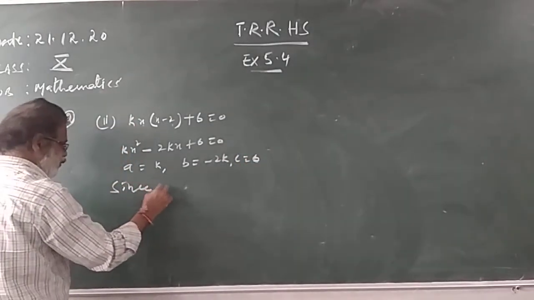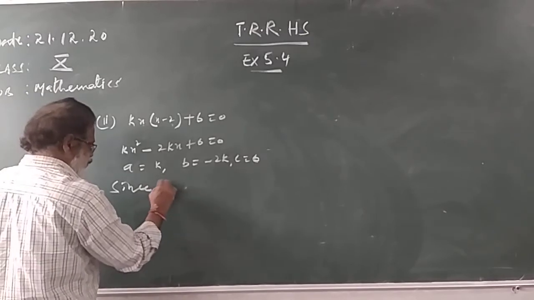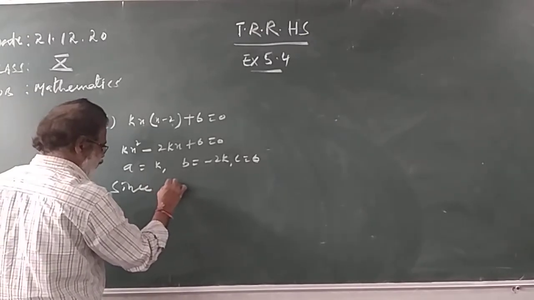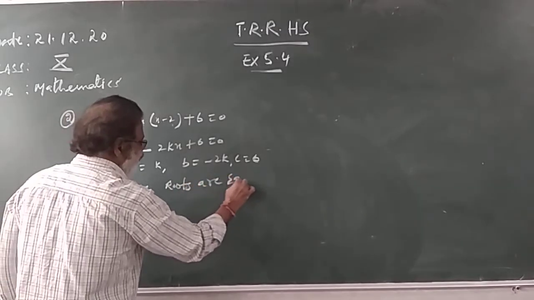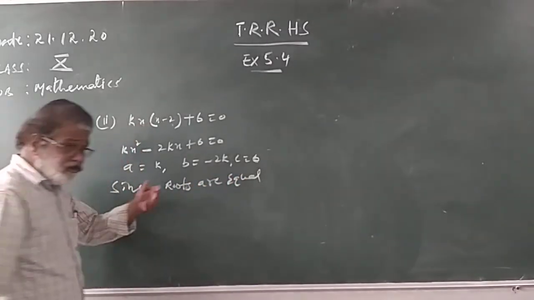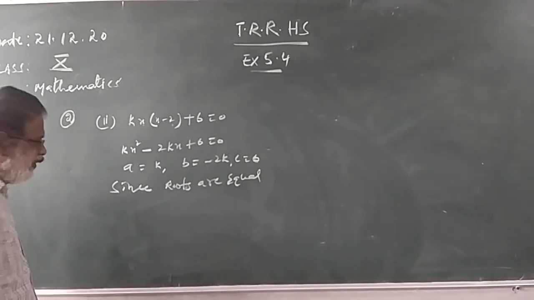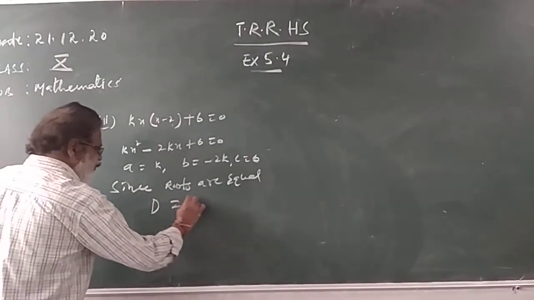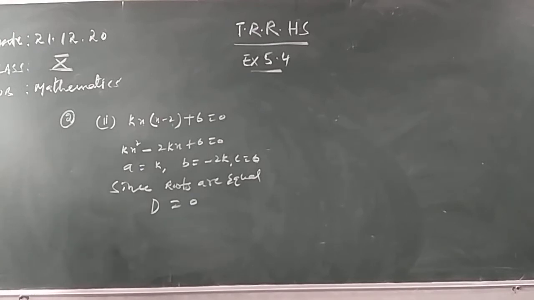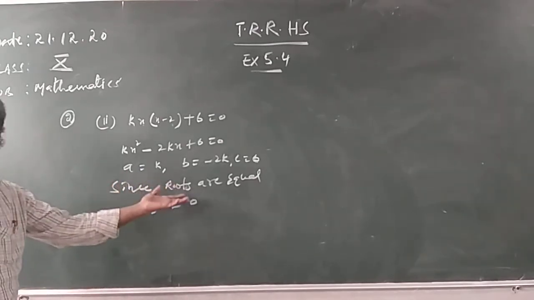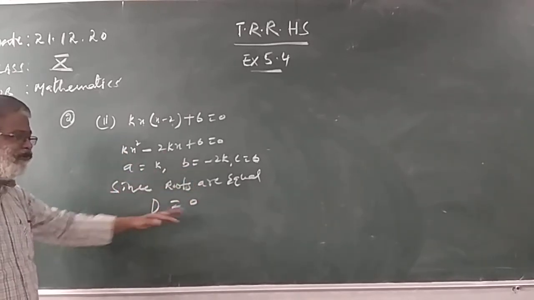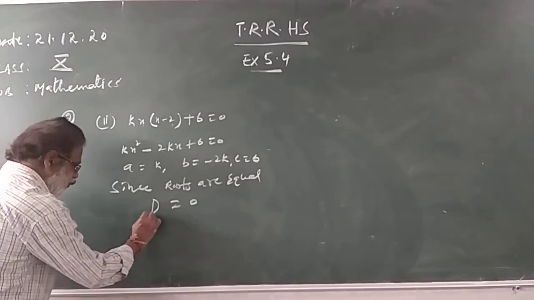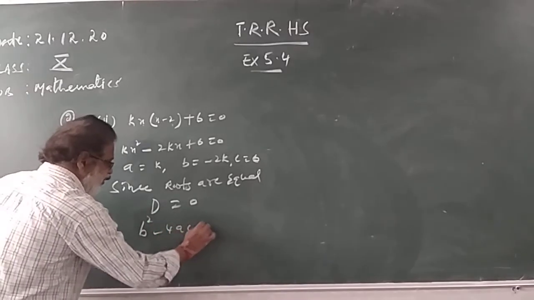Since roots are equal, the condition is given in the question itself: roots are equal and real. Roots are equal means D equal to 0. D equal to 0 means roots are equal. So the condition given here is, since roots are equal, D equal to 0. D means discriminant: B square minus 4AC equal to 0.